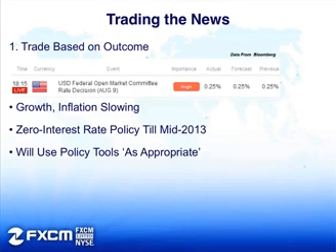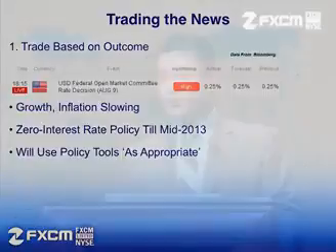Taking a look at this, they're saying that growth and inflation will slow. They're saying they're going to keep rates low for a very extended period of time. And at the same time, they're saying that they might introduce additional measures to support the economy. So in essence, what does this mean? It's fairly bearish for the US dollar.